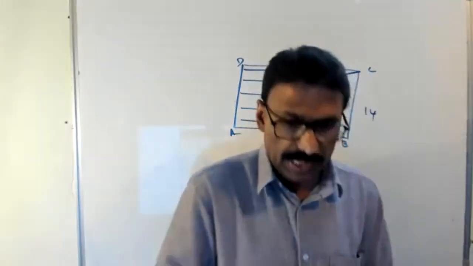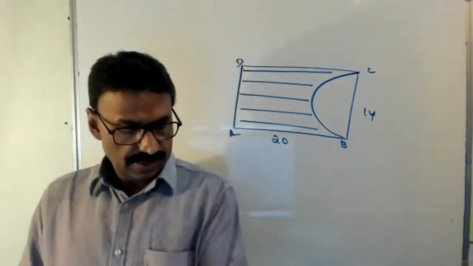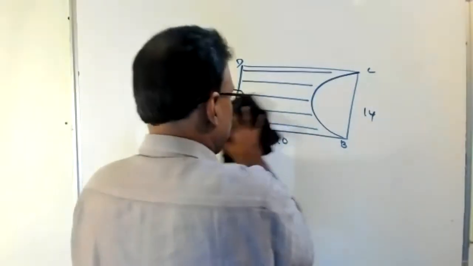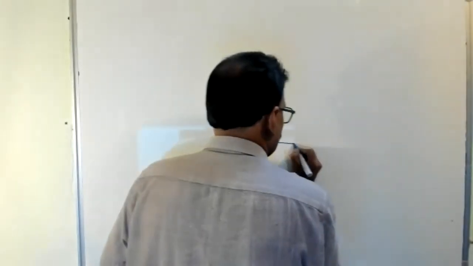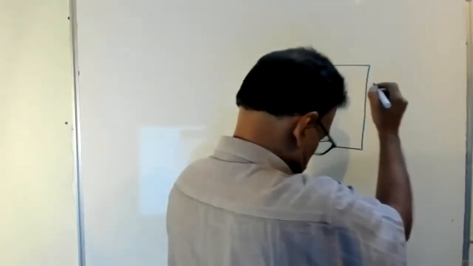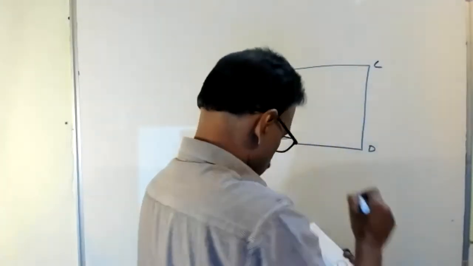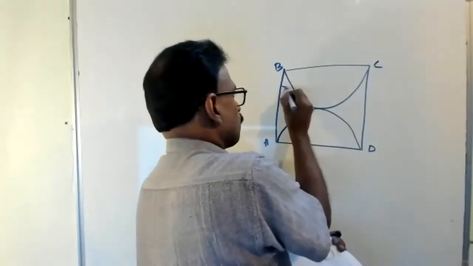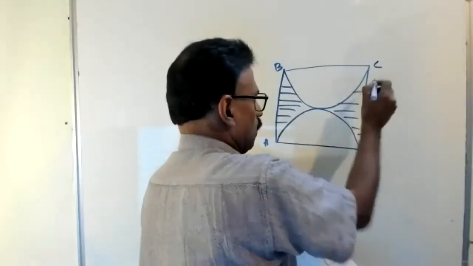Find the area of the shaded region. If ABCD is a square of side 14 centimeter, and APD and BPC are semicircles. Okay, this is the first figure.